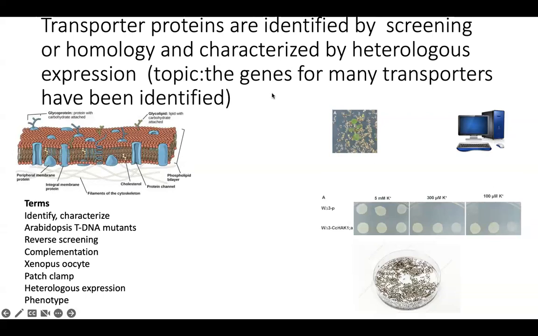And the last method we can do is looking at homologies. If a transporter is found in another organism, you can examine it and compare it with the organism of interest, and then you can make some deductions, like this transporter transports manganese in another organism. In my organism, it should also transport something similar to manganese, for example.